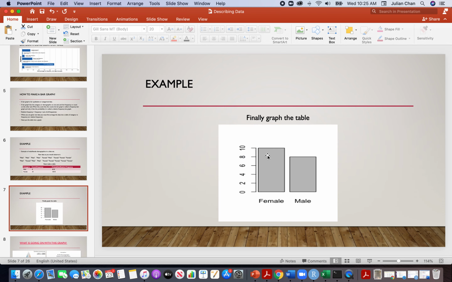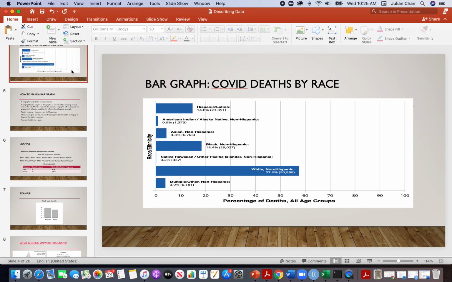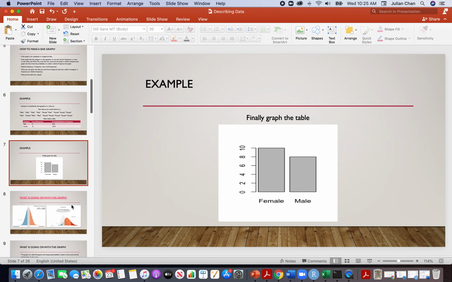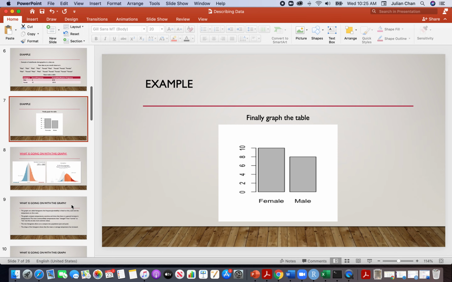And this is what it looks like with the counts. So we have category on the x-axis and count on the y-axis. It doesn't matter which axis you put it on. As you can see, this one has the category on the y-axis and the count on the x-axis. So long as there's a category and there's a count or a relative frequency on the other, you have a bar graph. Okay. So that's all there is to making a bar graph.